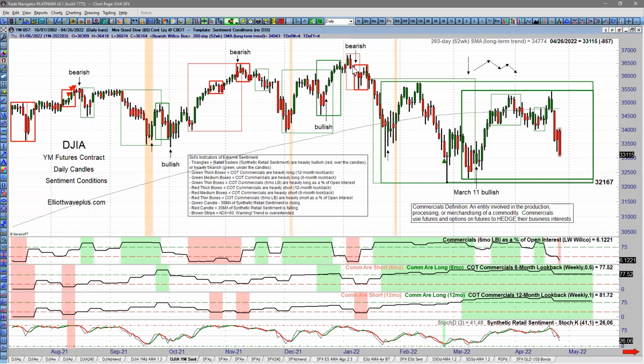Same thing over here. We got the thin red box, then we got the thick red box, and we got a red candle in there. So this is the first red candle inside of two different red boxes. That's bearish. There were a few days of messing around up here, but it eventually gave way to a waterfall decline.